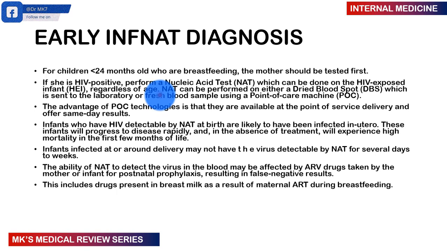Now, infants who have HIV detectable by NAT at birth are more likely to have gotten it in utero. So they may have gotten it during the pregnancy. These infants will actually progress to disease very rapidly, and in the absence of treatment will experience high rates of mortality during the first few months of their life.